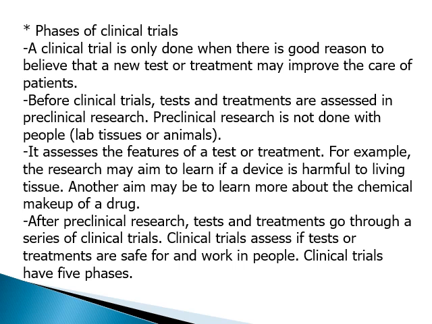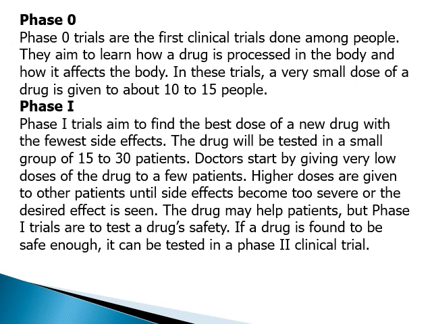Preclinical research will assess the features of tests or treatments. The research may aim to learn if a device is harmful to living tissue, or learn more about the chemical makeup of a drug. So after preclinical research, tests and treatments go through a series of clinical trials that we will be talking about, with 5 phases. Phase 0.